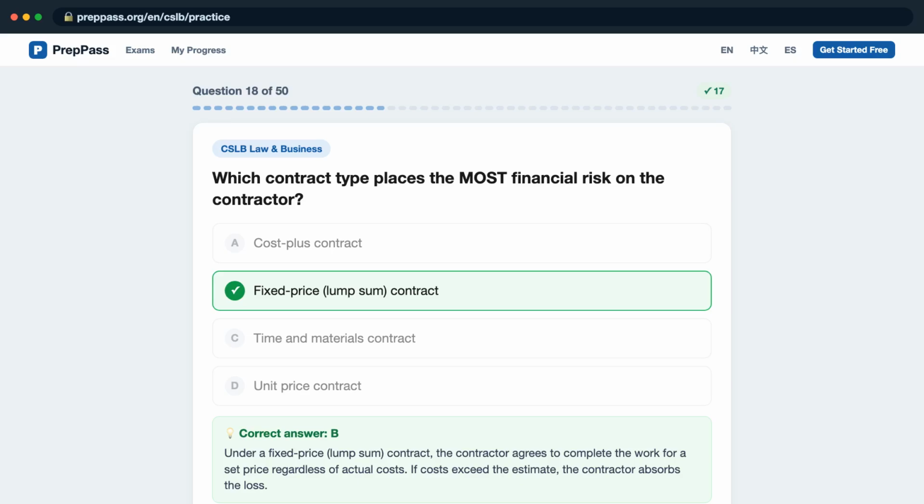Under a fixed price, lump sum, contract, the contractor agrees to complete the work for a set price regardless of actual costs. If costs exceed the estimate, the contractor absorbs the loss.